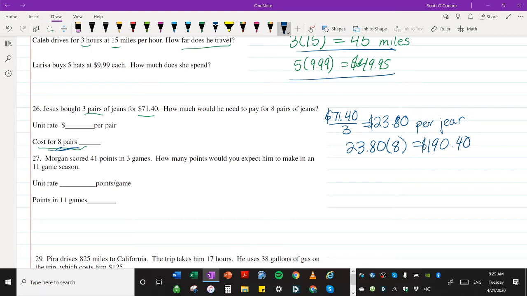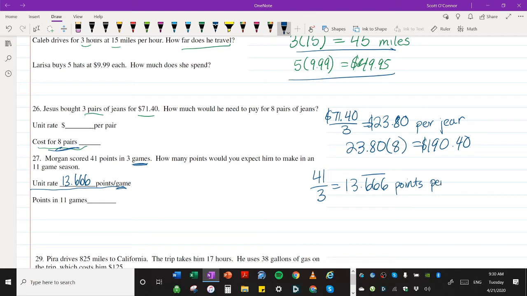Morgan scored 41 points in 3 games. How many points would you expect him to make in an 11-game season? So it says first, let's find the unit rate, points per game. So if it's points per game, we're reducing games to 1. So we do 41 divided by 3. And we get 13.66666, on and on and on. So that's the unit rate. The unit rate is points per game.